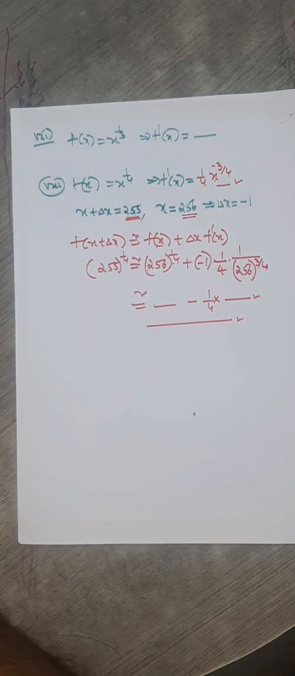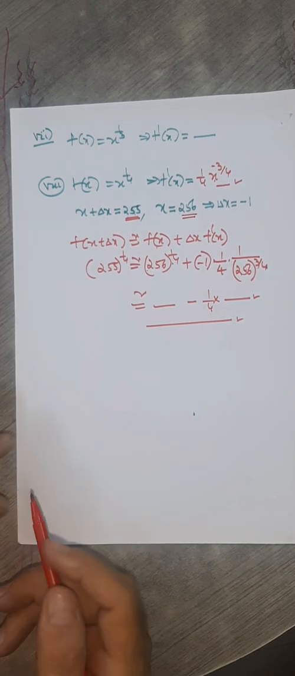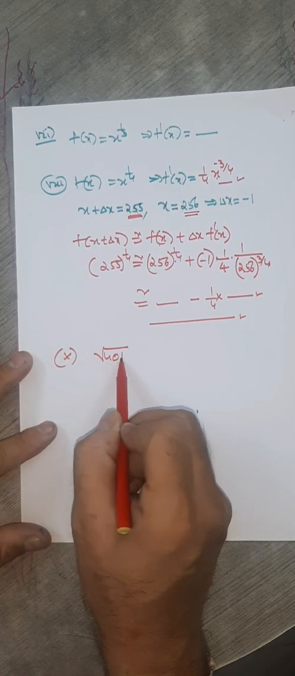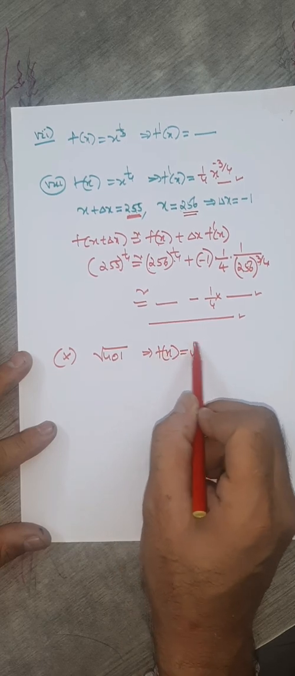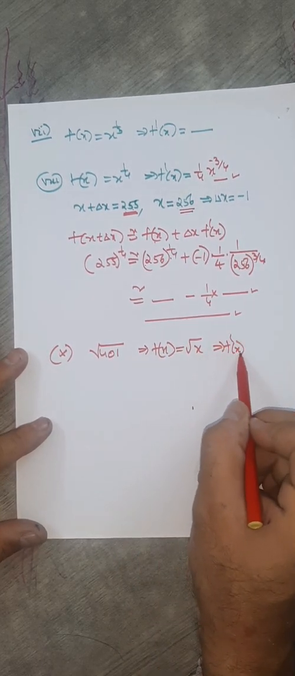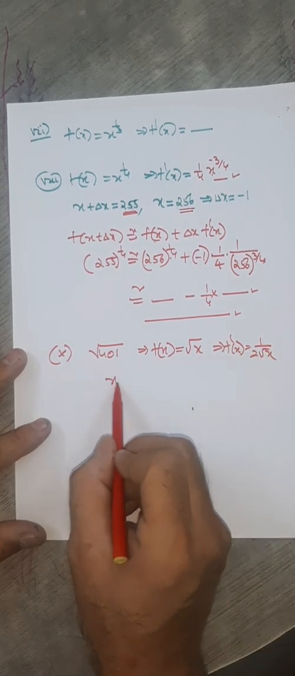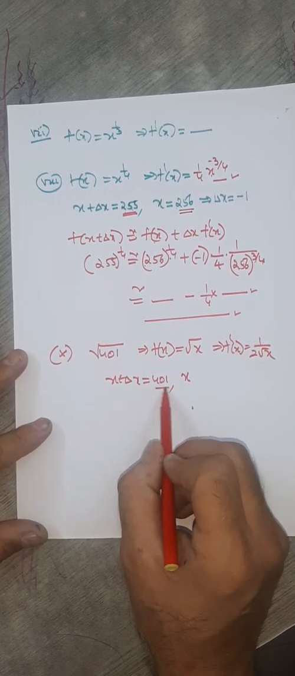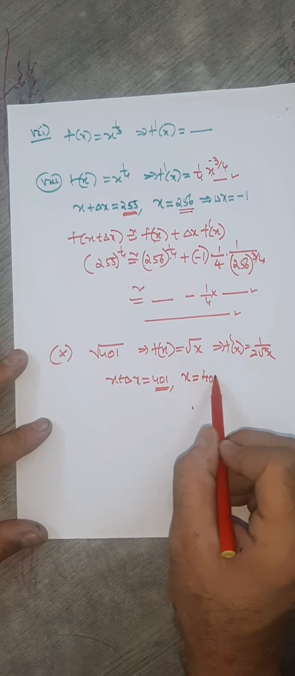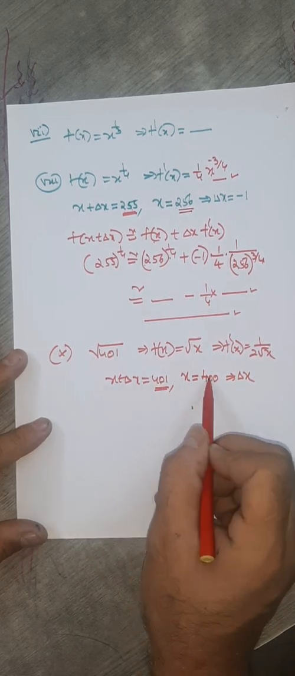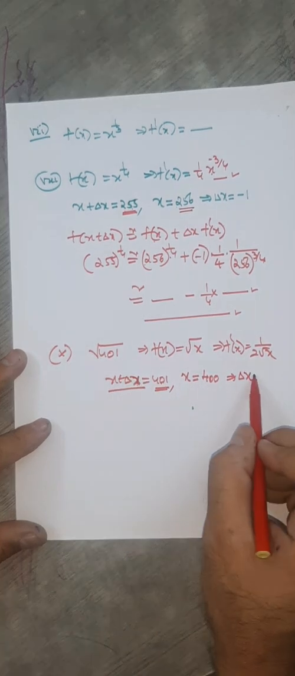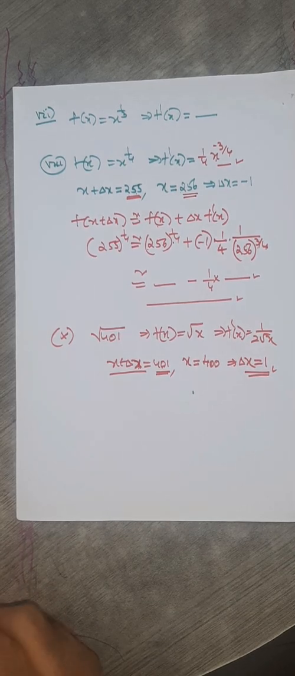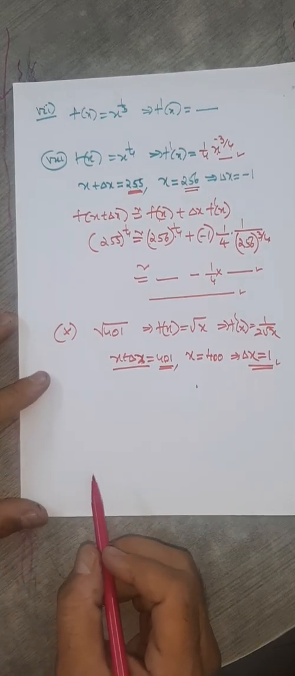Okay. What about the other questions? All are similar. In the 10th, you want the square root of 401. So your function will be root x. You know its derivative, that is 1 upon 2 root x. And then you continue. What is x plus delta x? That is something you want to get. What is your x? Take a number close to 401 whose square root is defined, obviously 400. So what is your delta x? This minus this. So delta x will be 1. Fine. Okay.